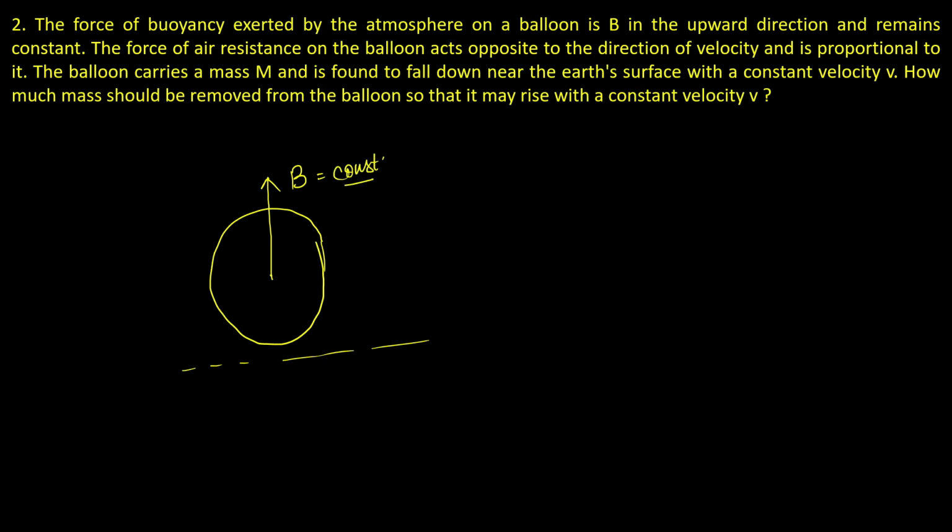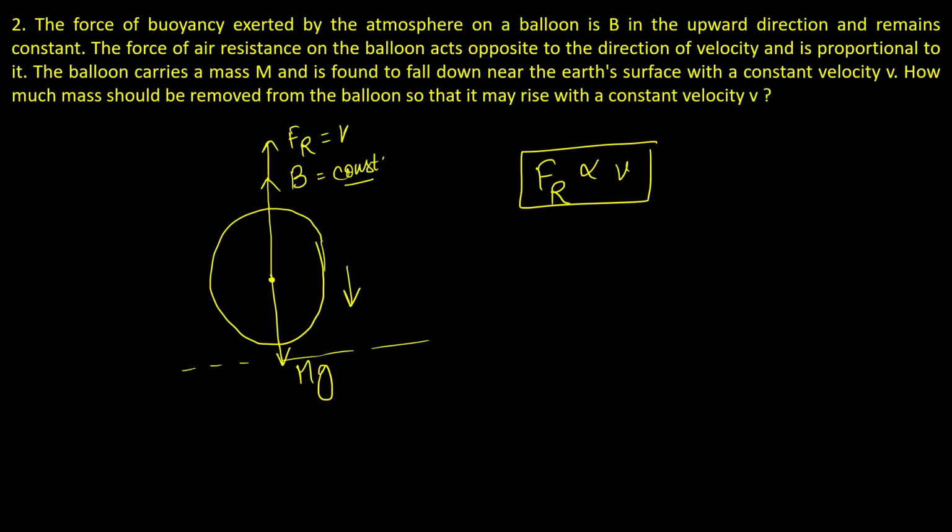Now the force of air resistance on the balloon acts opposite to the direction of velocity and is proportional to it. Like force of resistance is proportional to this velocity and always acts opposite to the direction of motion. And the balloon carries a mass m and is found to fall down near the earth's surface. It is like falling like this down. So the force will be like, this is mg and this is going down. Resistance force will be like this, Fr, that will be equal to k into v. K is a proportionality constant, into v, that is velocity. And with a constant velocity, it is already given that constant velocity is small v. So this is the force.